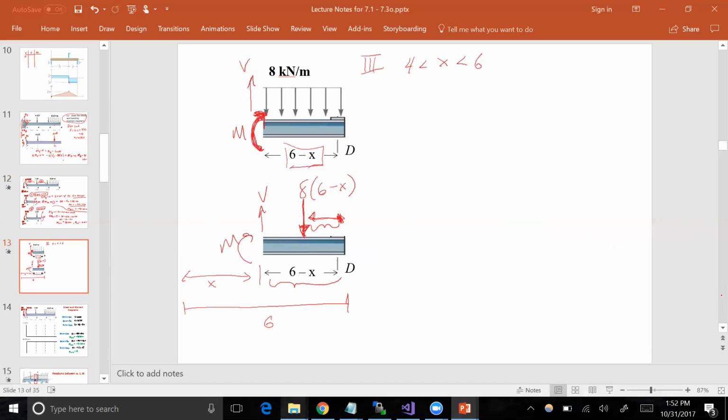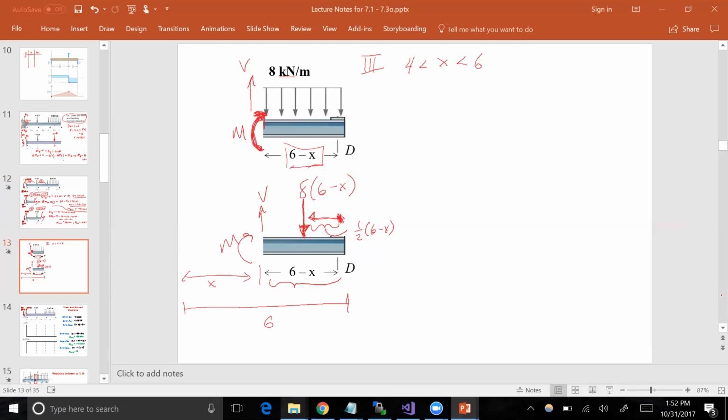Yes, you don't know. What do you know about the distributed load of a rectangle? Isn't it applied to the midpoint of the rectangle? The rectangle has a base of 6 minus x. What's the midpoint of 6 minus x? 6 minus x over 2. Yeah. 1/2 times 6 minus x, right?